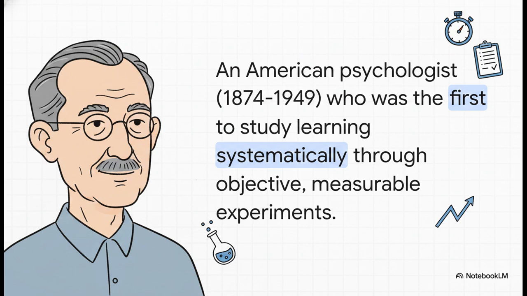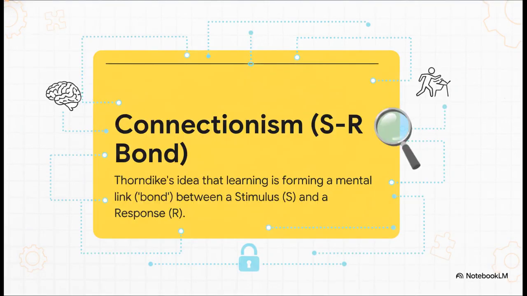He was one of the first people to really study learning with actual experiments to figure out how we form habits. His big theory was called connectionism. Sounds kind of technical, but the idea is simple. He said learning is all about creating a link or a bond in your brain between a stimulus, that's the S, and a response, the R. Think of a stimulus like seeing a problem, and the response is what you do about it. The stronger that SR bond, the faster you react the next time you see that same problem.